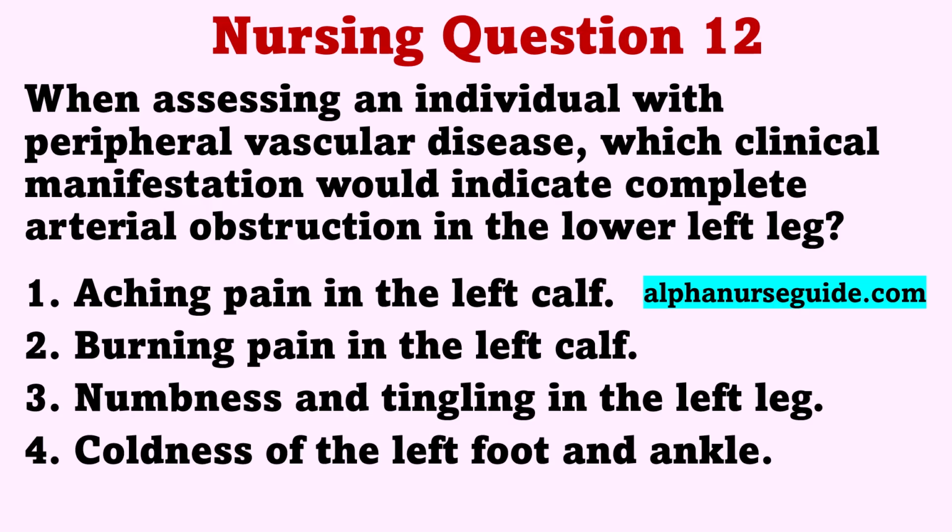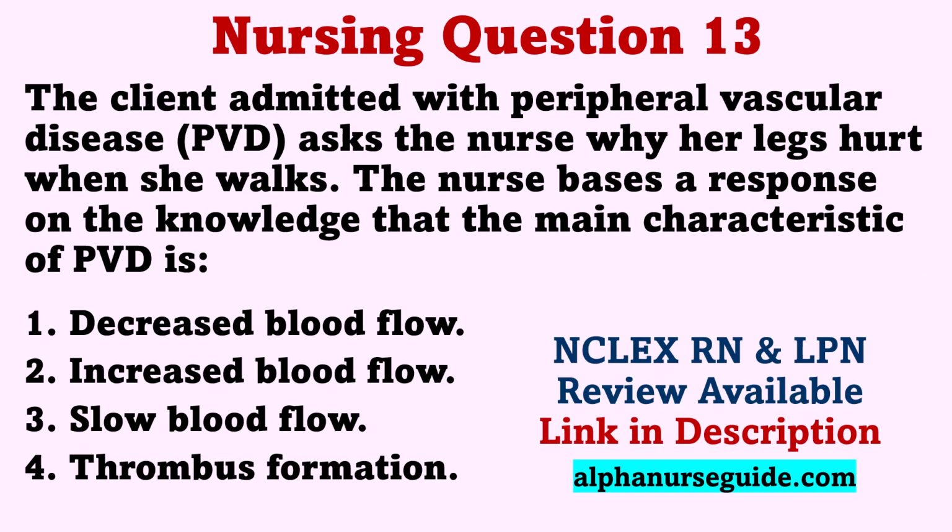associated with incomplete obstruction. The client admitted with peripheral vascular disease asks the nurse why her legs hurt when she walks. The nurse bases a response on the knowledge that the main characteristic of PVD is 1. Decreased blood flow. 2. Increased blood flow. 3. Slow blood flow. 4. Thrombus formation. The correct answer is 1.